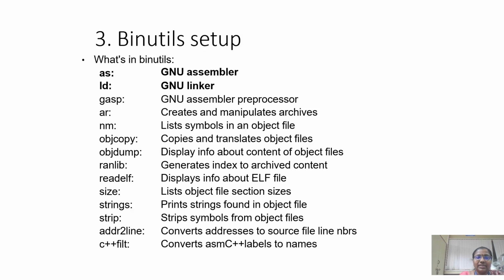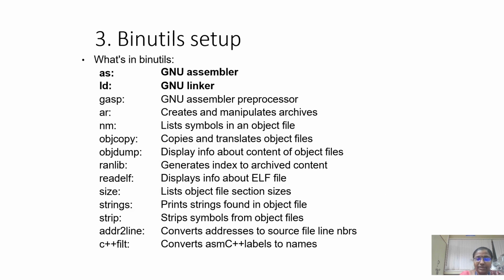Similarly, in the next step, the binary utilities setup, what are the binary utilities available in the Linux kernel tree? AS is the GNU assembler, LD is the GNU linker, GASP is the GNU assembler preprocessor. AR creates and manipulates archives. OBJCOPY copies and translates object files. OBJDUMP displays information about the content of object files. STRIP strips the symbols from object files. ADDR2LINE converts addresses to source lines.